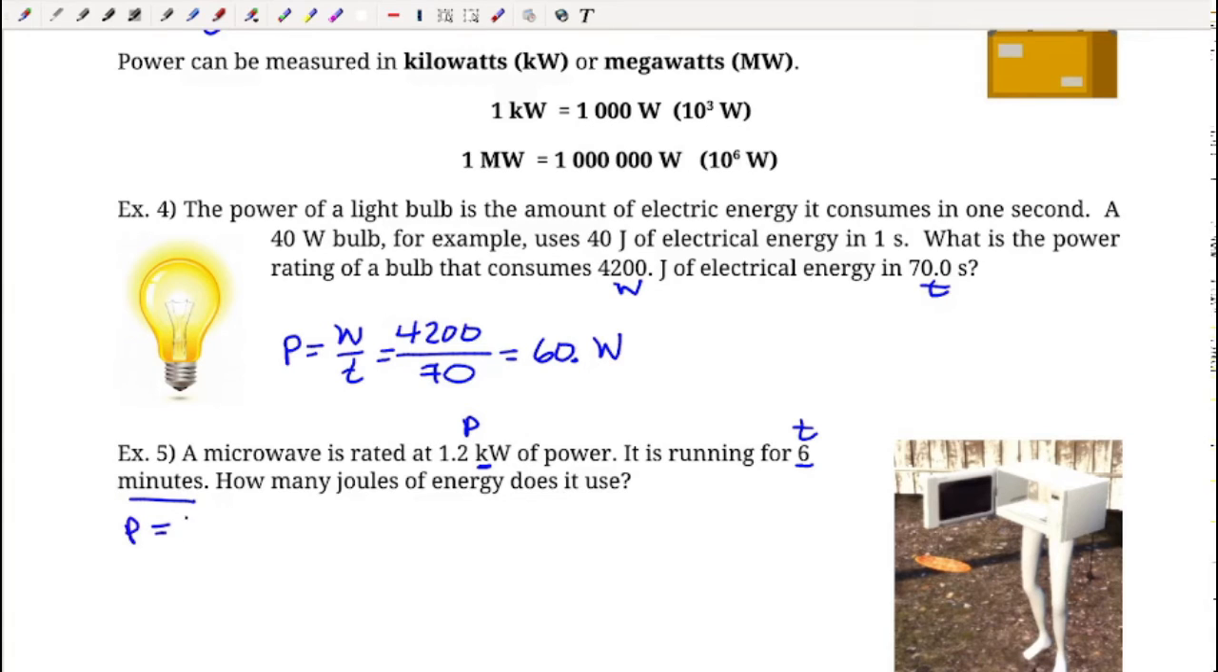So I've got my equation, power is work over time. And to solve this for work, which I'm looking for, I'm going to multiply both sides by time. So I've got power times time is work, or work is power times time. But in order to actually use this equation, I need to get everything into base units. So I'm going to convert my 1.2 kilowatts into, well, 1 kilowatt, I was told, is 1,000 watts. And again, I want to set this up so kilowatts cancels kilowatts on the top and on the bottom. And so this is just equal to 1,200 watts.